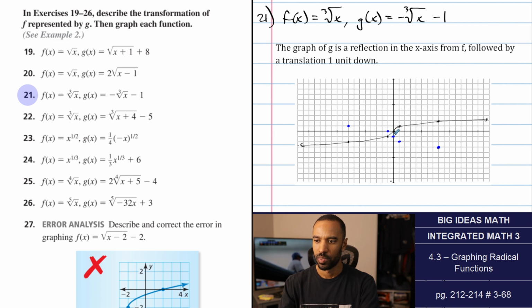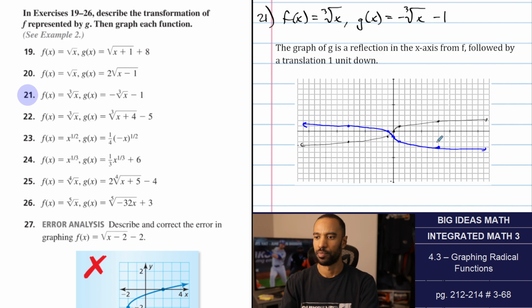So I'm going to kind of wing these graphs a little bit more quickly now that we have the parent function there. So there's 1, and there is the other. Okay. All right, there's our g of x graph.